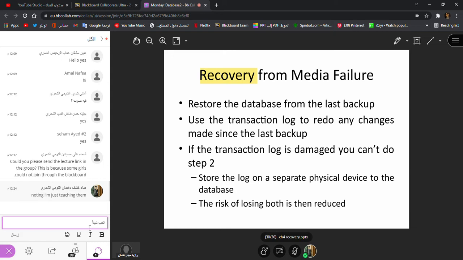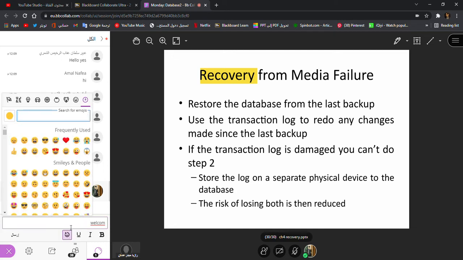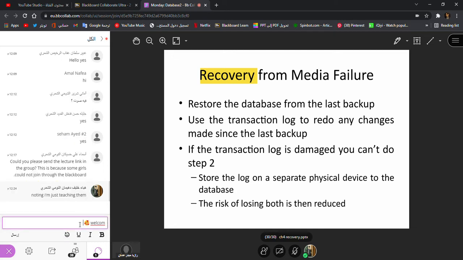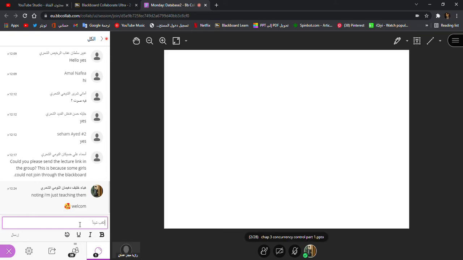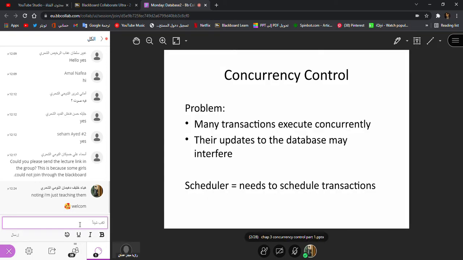Anyway, thank you. So that's all for the recovery part. The recovery chapter is done. We go back to our previous chapters. I think this one. I skipped a few things from the previous chapter, so we will cover that today.